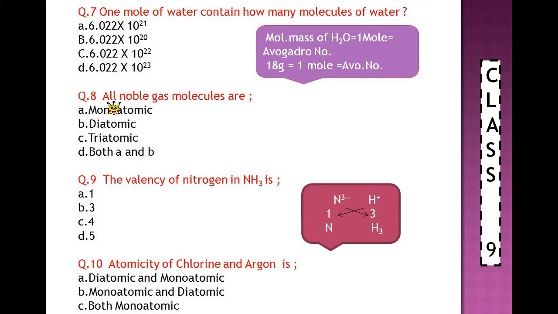Now come on to question number 8. All noble gas molecules are, options are A monoatomic, B diatomic, C triatomic and D both A and B.